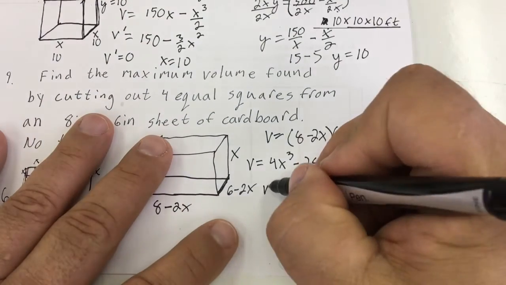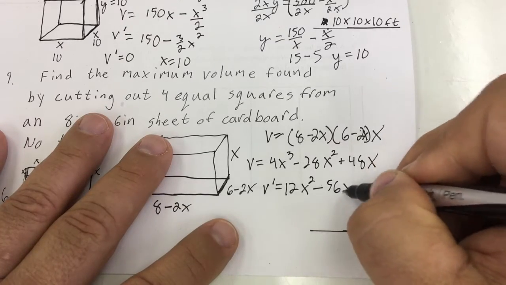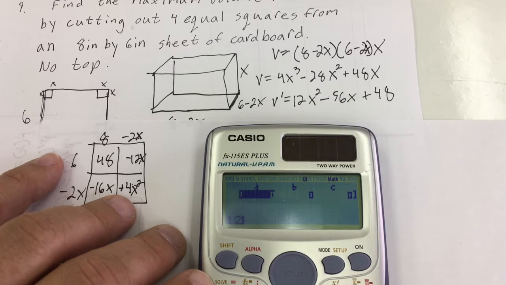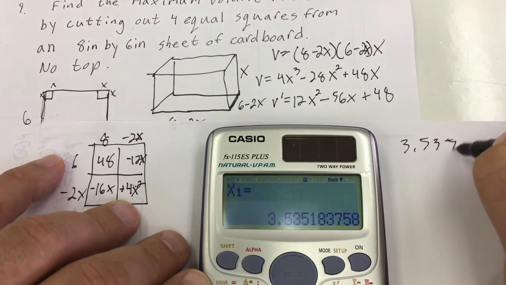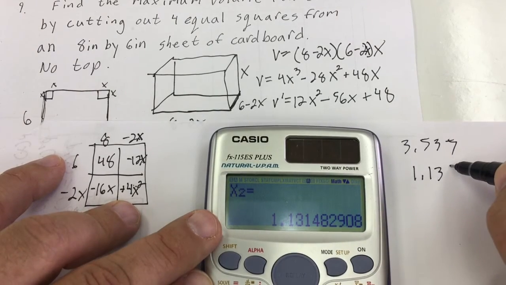Now I want to take the derivative of this. 12x squared minus 56x plus 48. And I'm going to mode 5 3 it. I'm going to type in 12 equals, negative 56 equals, and 48 equals. Now I want the decimal. So that's 3.5 is one of my possible answers. And 1.13 is my other possible answer.